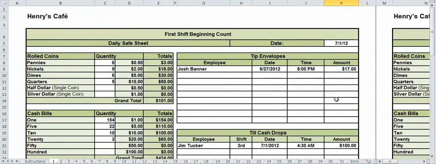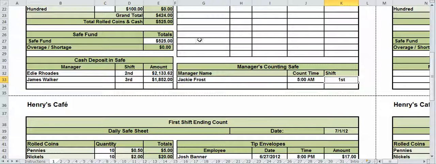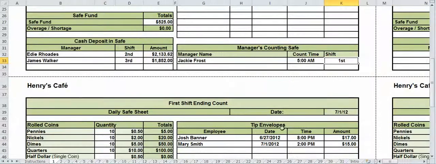We recommend that each day or each shift the manager prints these sheets out. And you can see these dotted lines here. That corresponds to the pages. So this is page 1, 2. That's what the first shift would print out.